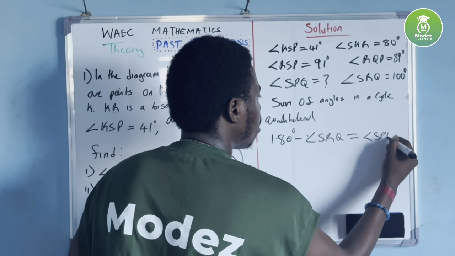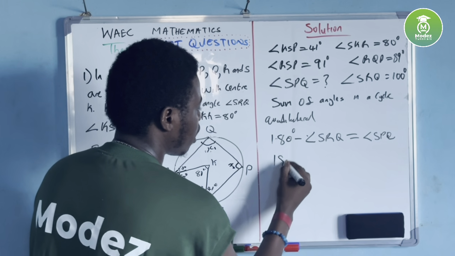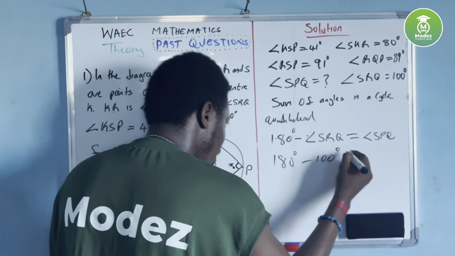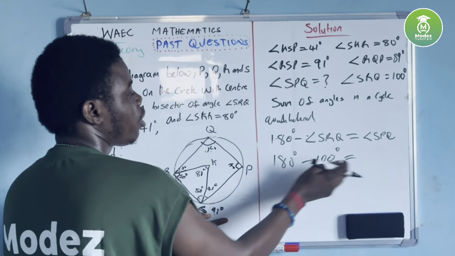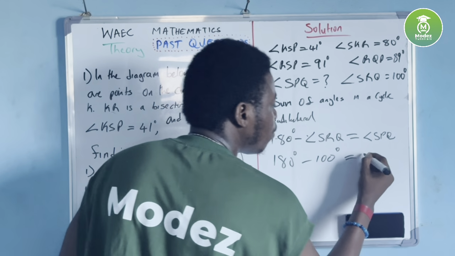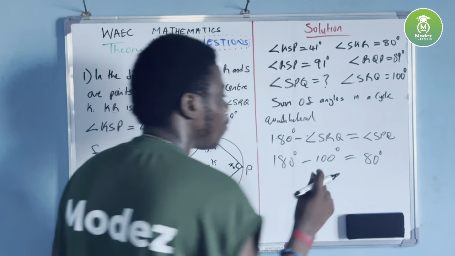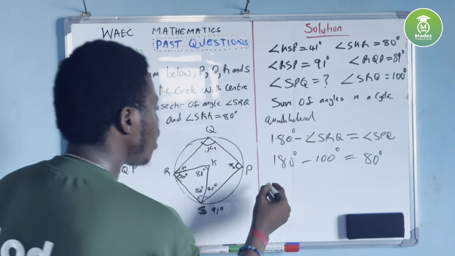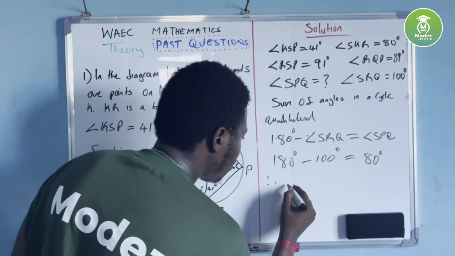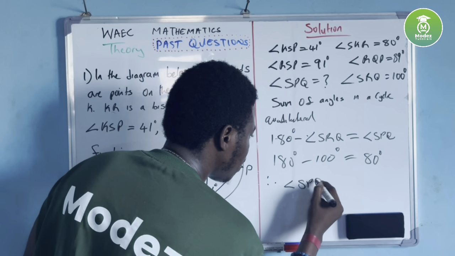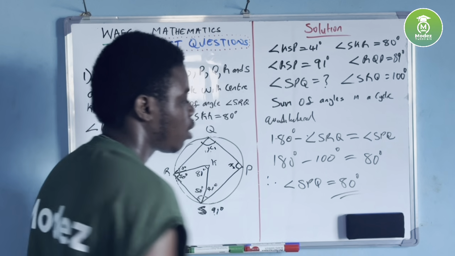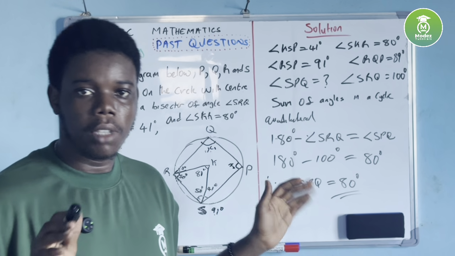Angle SPQ. Now 180 degrees minus angle SRQ is 100 degrees, right? Then 180 degrees minus 100 degrees gives you 80 degrees. Very simple. So therefore, final answer, angle SPQ is equal to what? 80 degrees. OK now, I hope you get it.